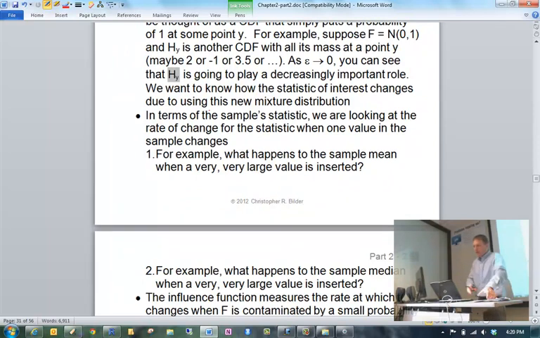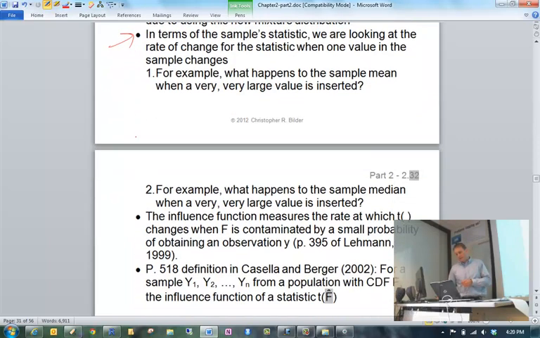So again, we're looking at the rate of change of the statistic. So this is this bullet here. Rate of change of a statistic when one value in the sample changes, let's say. For example, what happens to the sample mean when a very, very large value is inserted? Well, of course, the sample mean is going to be greatly affected by it. What happens to the sample median? Well, it's going to be affected some, but eventually it's not going to be affected anymore at all. And this influence function gives us a mathematical way to display that.